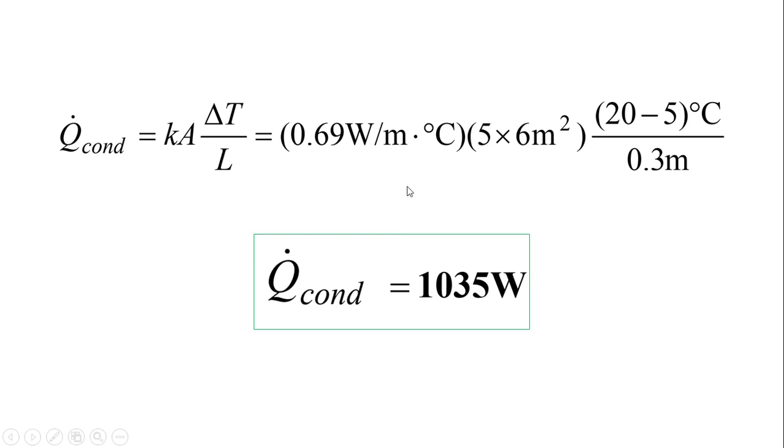And after simplifying that, the rate of heat transferred through the wall will be equivalent to 1035 watt, or simply it can be written as 1.035 kilowatt.